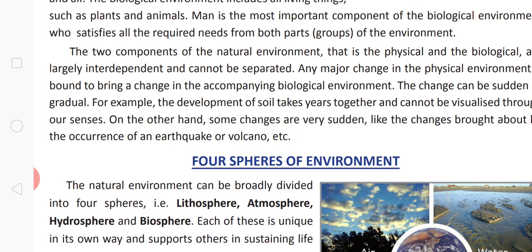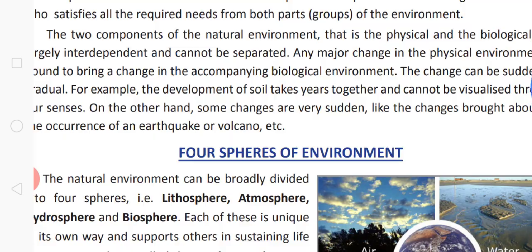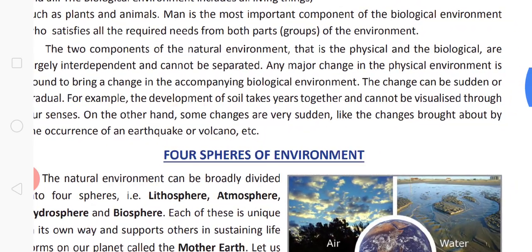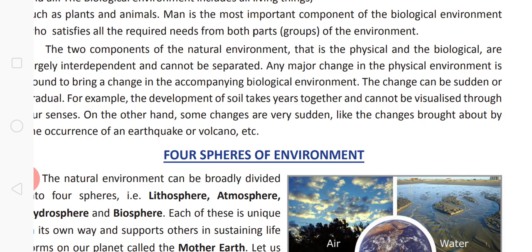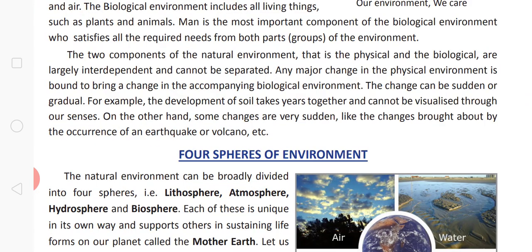Now here you have to know about what is a sudden change and what is a gradual change. Here are some examples. The development of soil takes years together, that means the formation of soil takes millions of years. So this is an example of a very slow change and cannot be visualized through our senses. The formation of soil is not an easy task, it is a very slow process and takes too much time. So therefore this is an example of a slow change.